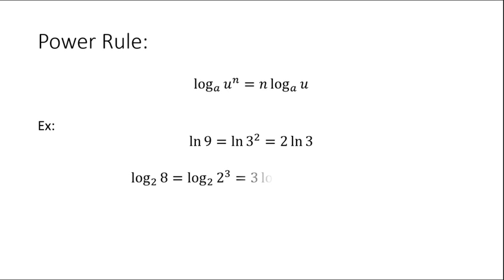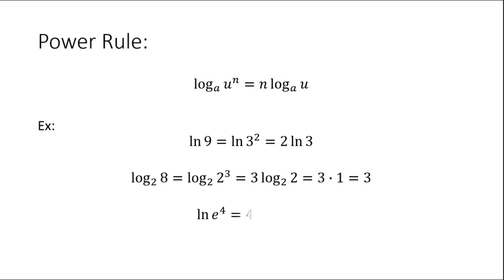The log base 2 of 8 is the log base 2 of 2 cubed. So we take the 3 in the exponent, move it to the coefficient. We get 3 times the log base 2 of 2. The log base 2 of 2 is 1. So we simply have the number 3.